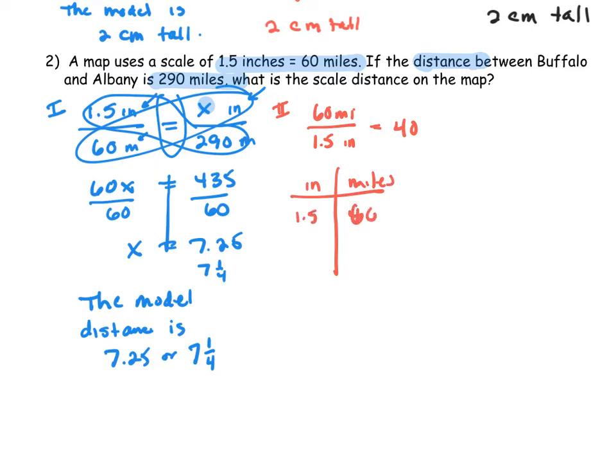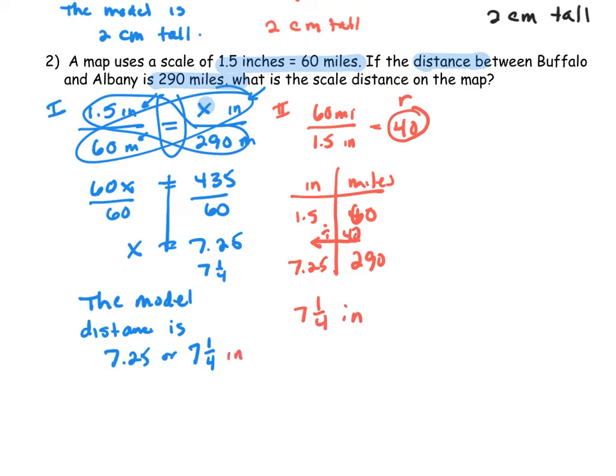Whoops, it should be 60. And so what they've given us is 290 in miles. But since we're going backwards, so to speak, we want to divide by our rate. This is our rate, so we're going to divide by 40. And we'd once again get 7.25, or we would say that this is 7 1/4 inches. And I forgot to put my scale over here.